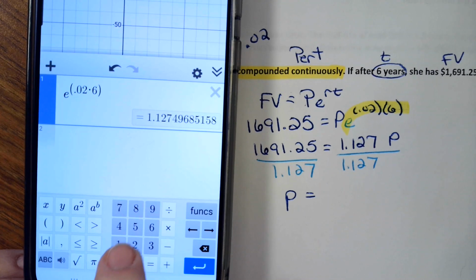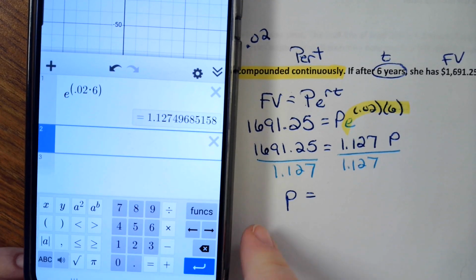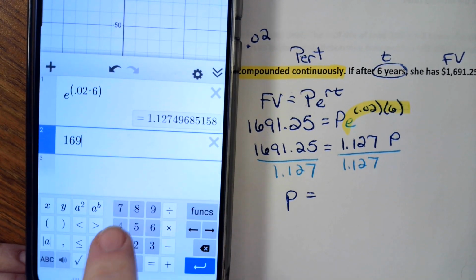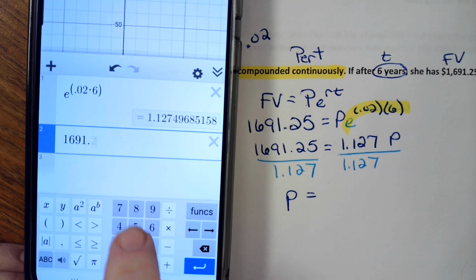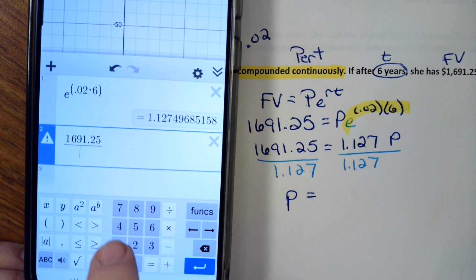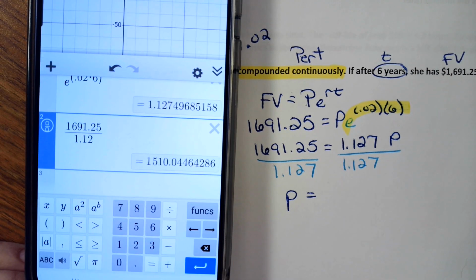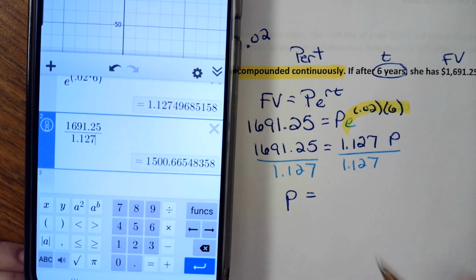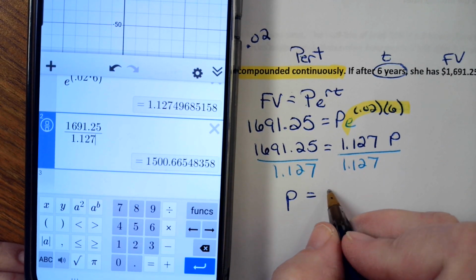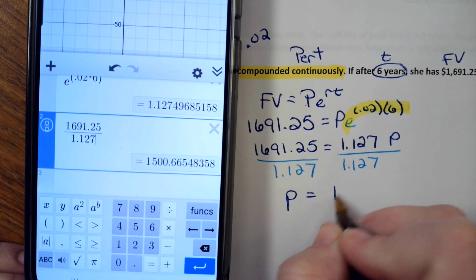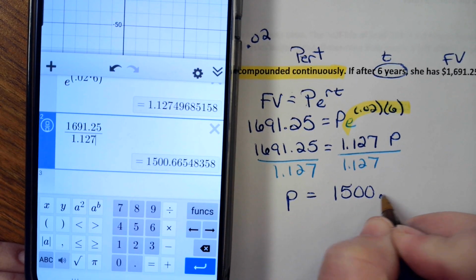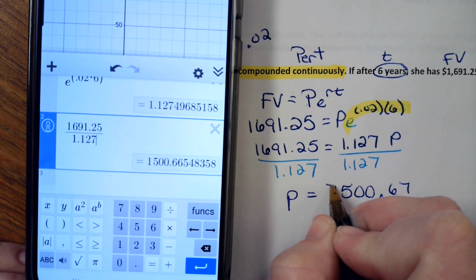All right, so let's do this. We've got 1691.25 divided by 1.127. All right, so here Cindy would need to invest approximately $1,567.